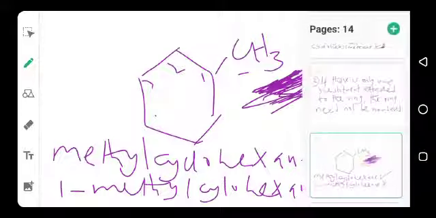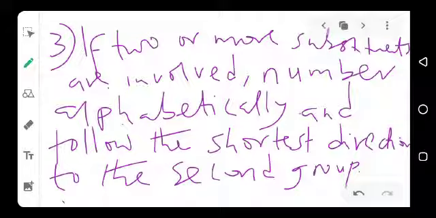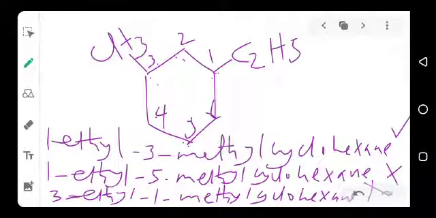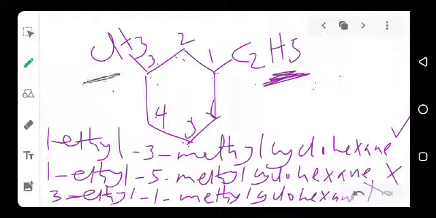Now, if it has two substituents, how do we name it? If two or more substituents are involved, number them alphabetically and follow the shortest direction to the second group. What do I mean by this? Look at this. This one has two substituents. This is an ethyl group, and this is a methyl group. Ethyl, E, and this one methyl, M.